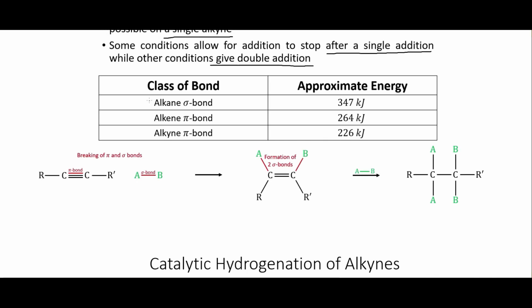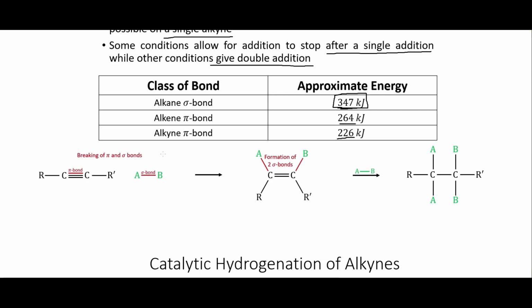We can look at the energy of these bonds. An alkane sigma bond is about 347 kilojoules, where the alkene double bond is about 264 kilojoules, and the alkyne triple bond is 226 kilojoules. When we go to these alkane single bonds, we are going to a much lower energy. The energy that you would have to put in to break these bonds is essentially what these approximate energies are talking about.